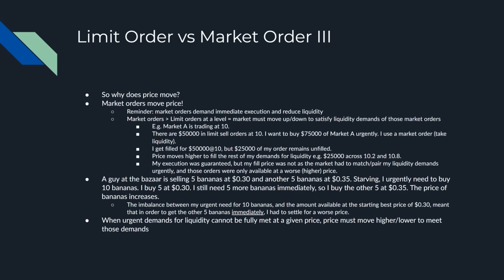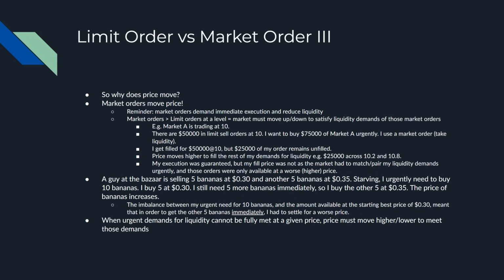So what would happen? I get filled for $50,000 at the price of 10, but $25,000 of my order remains unfilled because, again, I wanted 75,000. Now, the key point about a market order is that it's an urgent demand for liquidity. Even if I get filled for 50,000 at 10, I can't just sit around and wait for the other 25,000. The market will look for the other 25,000 immediately, even if it's at a worse price, which in this case means a higher price. So price moves higher to fill the rest of my demand for liquidity, for example, $25,000 across 10.2 and 10.8, whatever it may be. So as per our definition of a market order, my execution was guaranteed, but my fill price was not, as the market had to match my liquidity demands urgently, and those orders were only available at a worse or higher price.